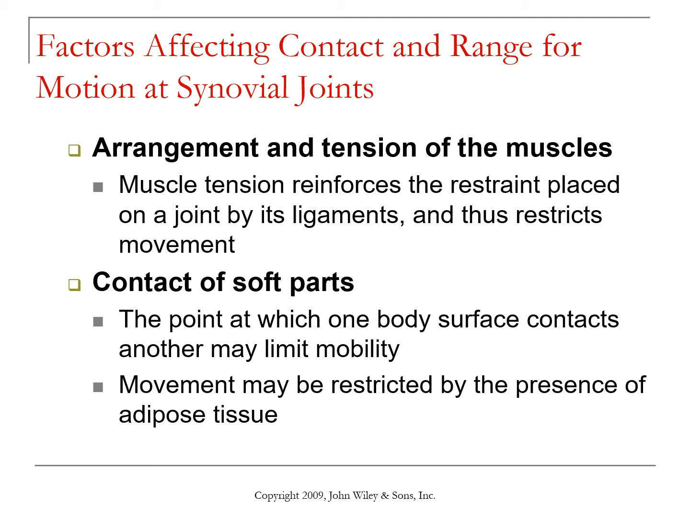Fourthly, consider contact of soft parts. So the point at which one body surface contacts another may limit mobility. For example, if one is flexing at the elbow and pulling the forearm toward the shoulder, it can only flex to a certain degree once the muscles of the forearm come into contact with the biceps brachii and muscles of the arm. So the presence of soft tissue, including adipose tissue, may limit the range of motion at a joint.